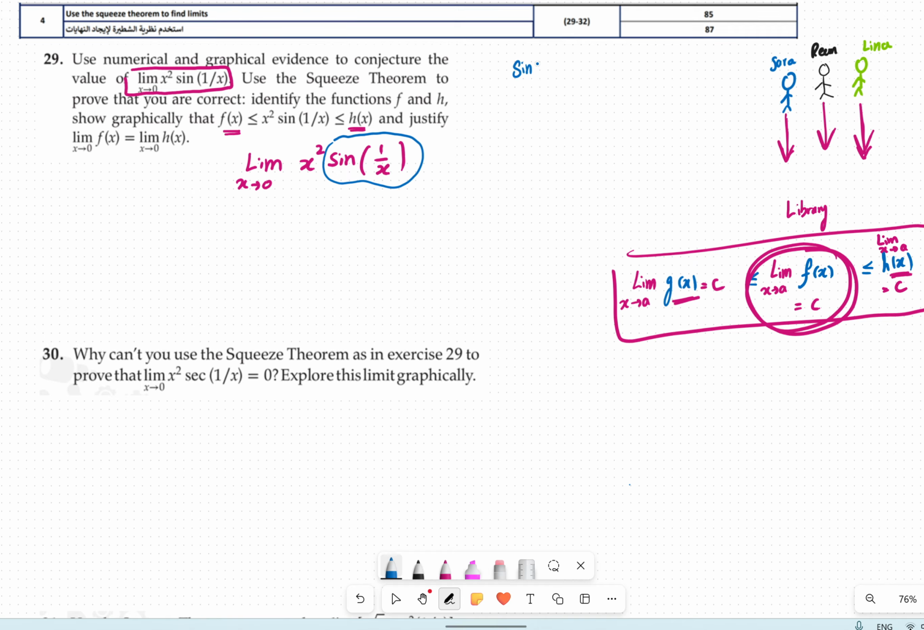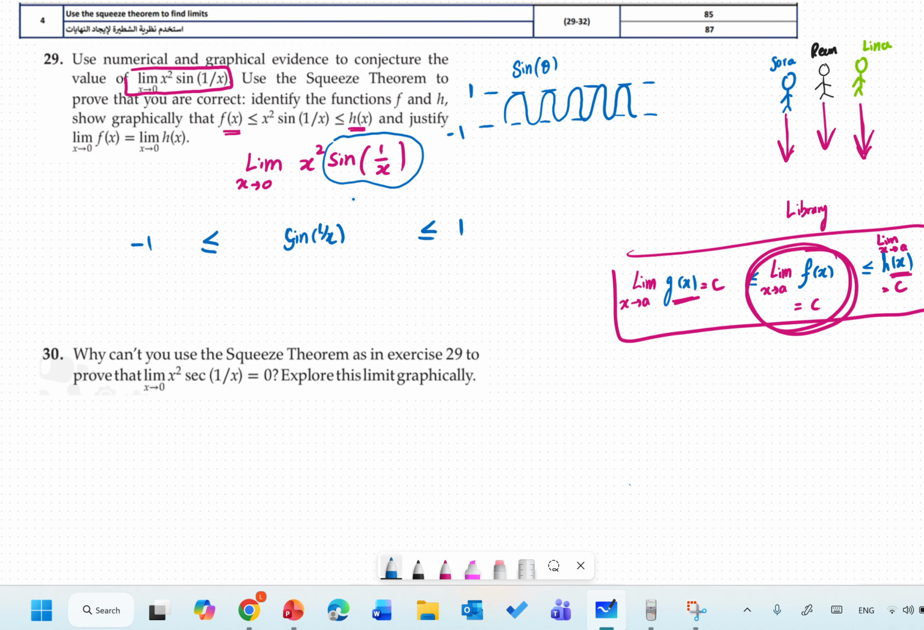Sine of anything, no matter what theta is, is going to be oscillating such that it reaches a maximum point of 1 and a minimum point of -1. Same thing with the cosine. So your starting point is that you are going to say sine of 1 over x is for sure between -1 and 1.